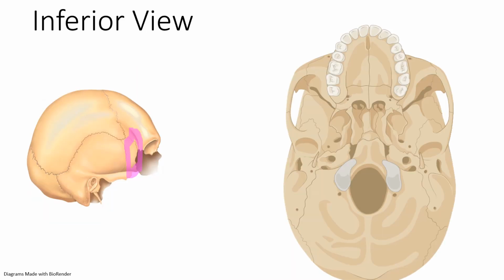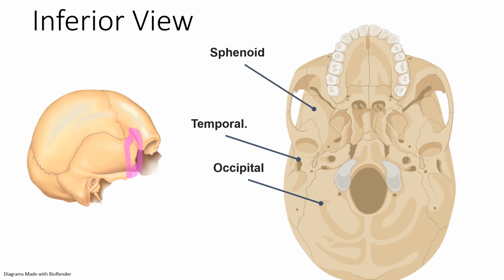This is, again, an inferior view of the skull. So we're looking from the bottom. We see the occipital bone in brown and the temporal bone in orange. I don't know if you remember the sphenoid bone. We defined it on the very first slide when we did the general bones of the skull. The sphenoid bone fits with the temporal, frontal, and parietal bones.